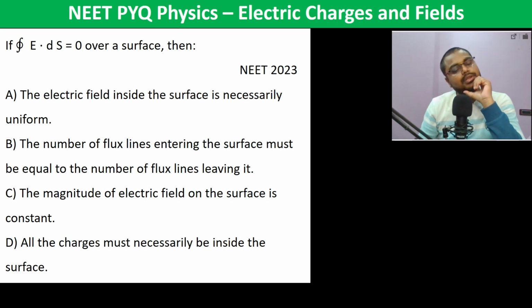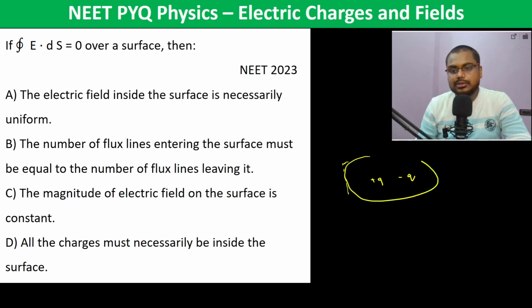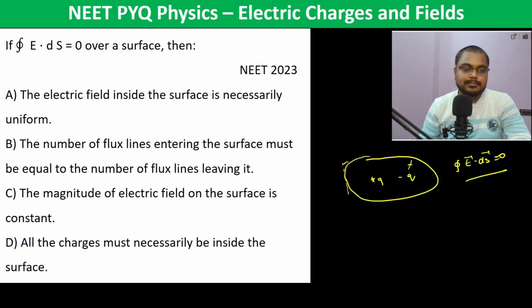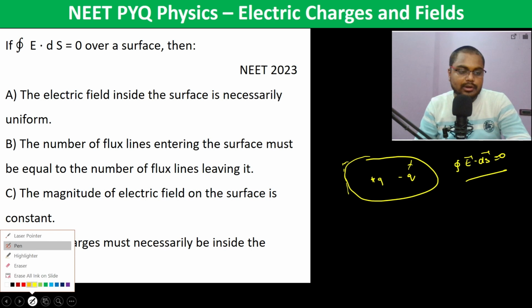The electric field inside the surface need not be uniform, because we can see this with an example. For example, this is plus q and this is minus q, and we take this. Because the q enclosed is 0 algebraically, the integration of E dot ds is going to be 0, but the electric field inside is not uniform. So option A is wrong.